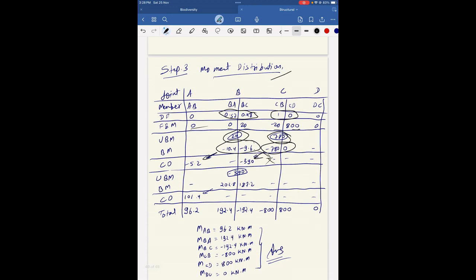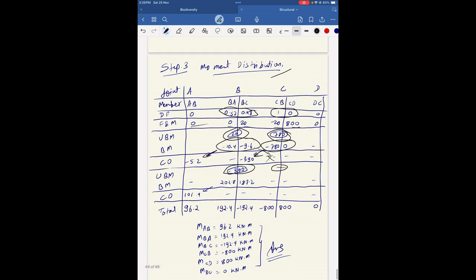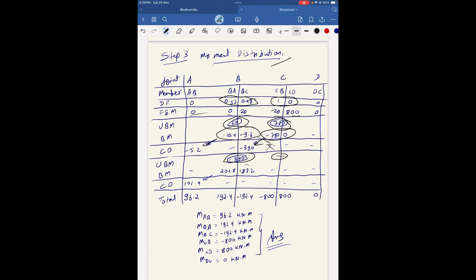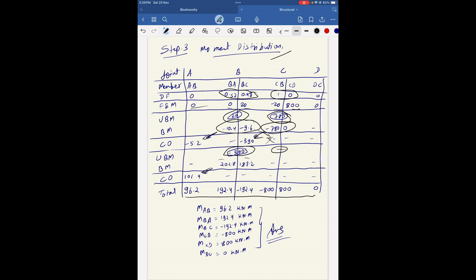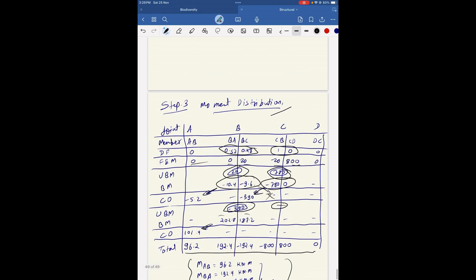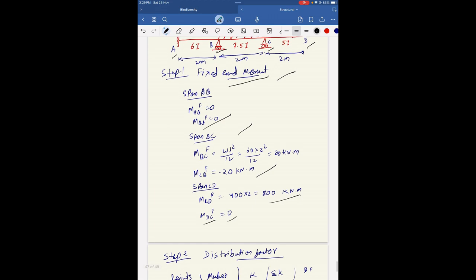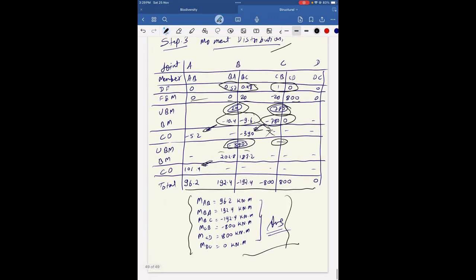So again in the second iteration we have unbalanced moment at B of 390, and at C we have no unbalanced moment. So when we balance this, half the moment comes this way, and now all the moment is balanced. After all this we have the final end moments come out to be this. Now we have solved all the 12 questions. Thank you.